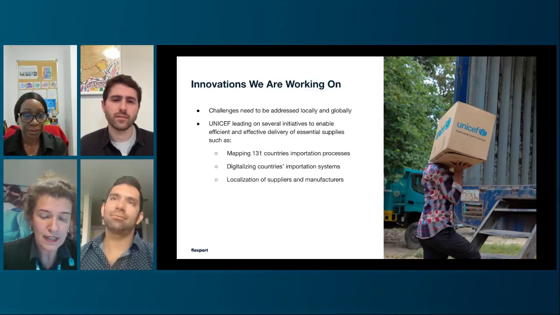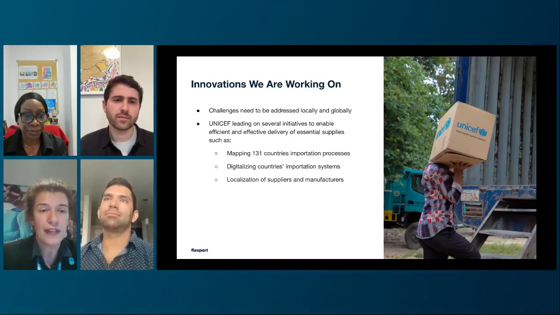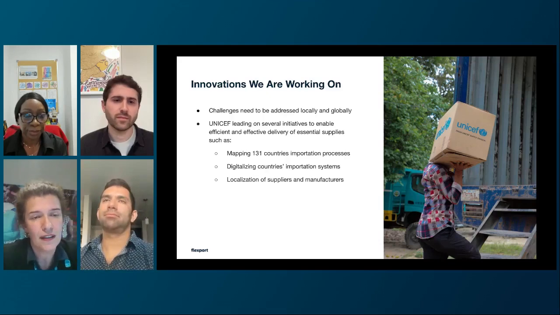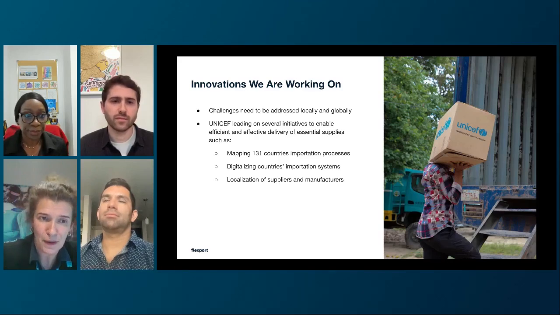So through the localization work, we're hoping to build national capacity of suppliers on the logistics sector, of manufacturers, so that we're able to meet the needs of children faster and more promptly, and hopefully more efficiently as well.